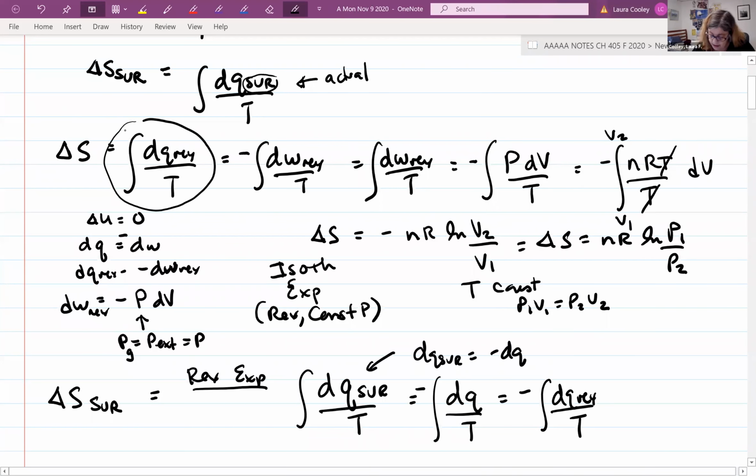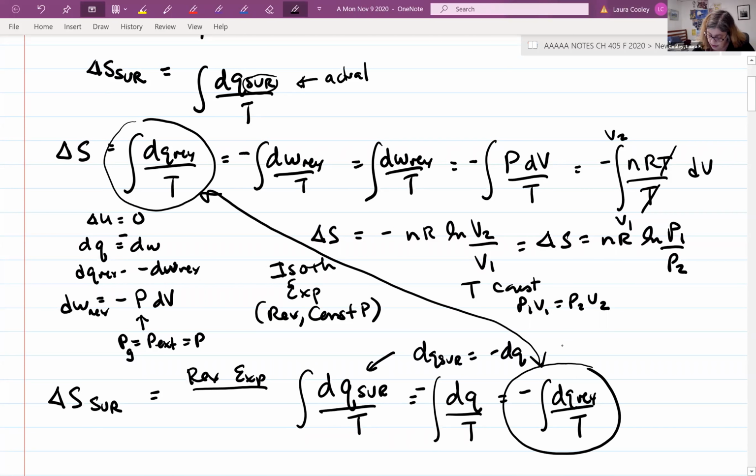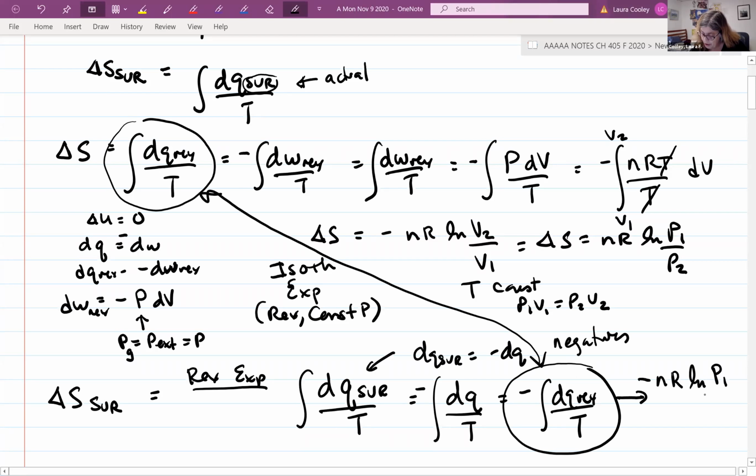So you could see where we're going with this. This thing right here and this thing right here, these are negatives of each other. And I'm not going to go through the whole thing again. I'm just going to show you that these are negatives. And so what that means is you're going to end up with the result minus nR log of P1 over P2. And that's delta S surroundings for the reversible isothermal expansion.